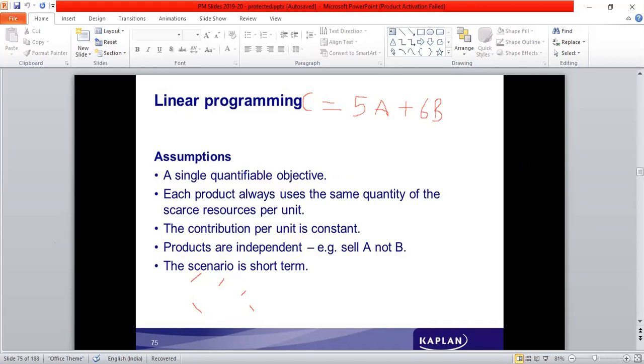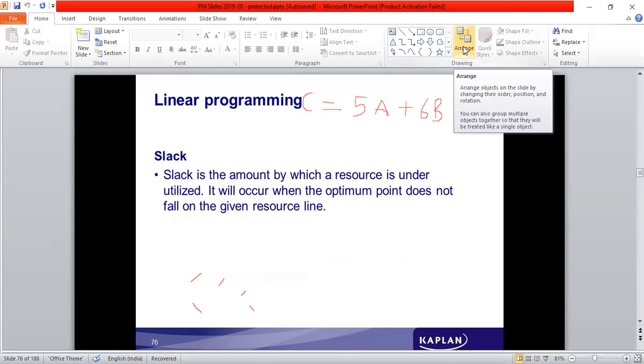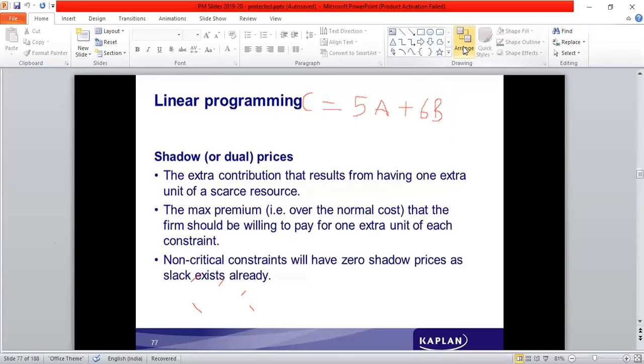Products are independent. That is, A will be sold only when B is sold, or B will be sold only when A is sold. Such situations do not exist. Each of them is sold independently. It's not dependent on the sale of the other product. Then the scenario is short term. I will come back to what is slack and what is shadow pricing a little later. First, we will see in the exam kit.